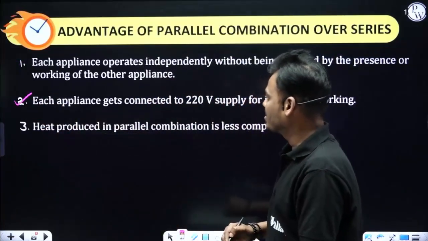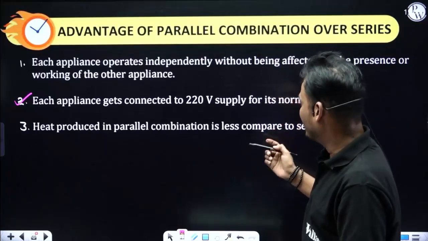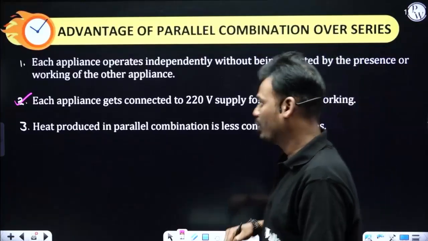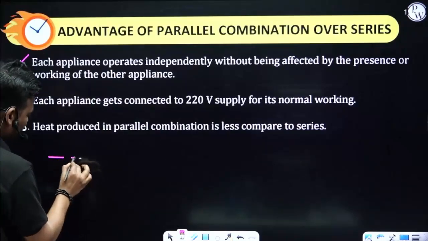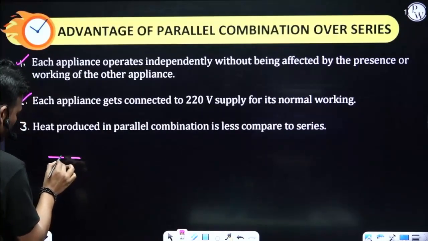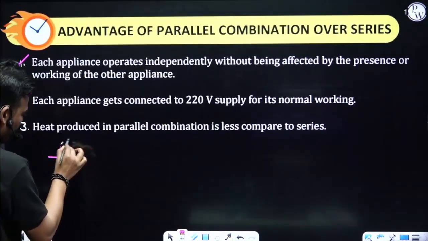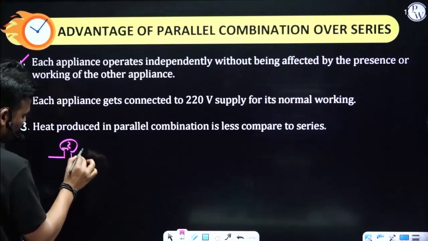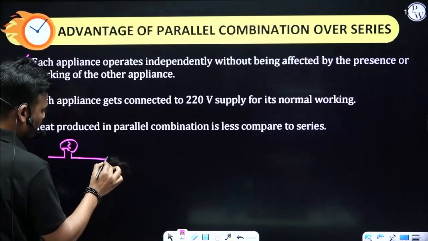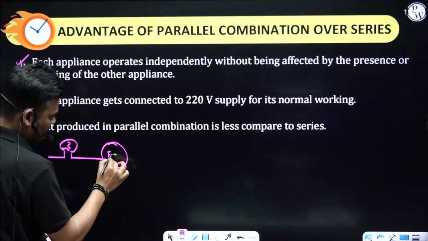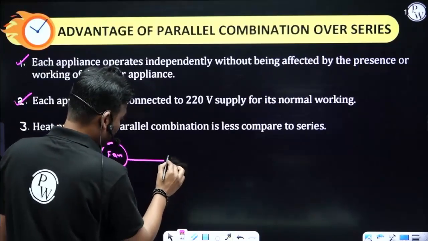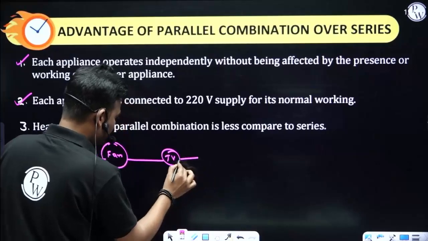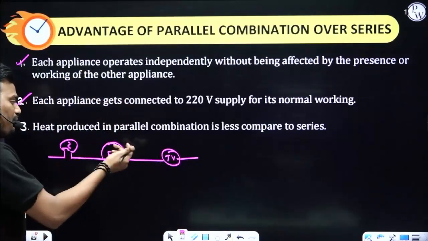Each appliance gets connected to a 220 volt supply for its normal working. The first point: let's say it is a series combination, one after one. So let's say a bulb, the next one a fan, and the next one a TV. This is a series combination, one after one, they are connected.